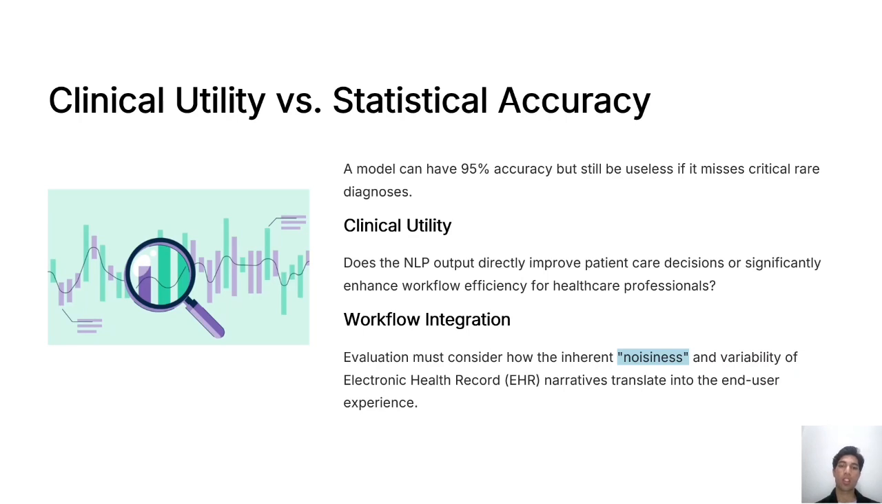And then there is workflow integration, that evaluation must consider how the inherent noisiness and variability of EHR narratives translate into end user experience. So basically, in electronic health record narratives, there is a lot of variability and noisiness in that data, and our evaluation metrics should consider this inherent noisiness.